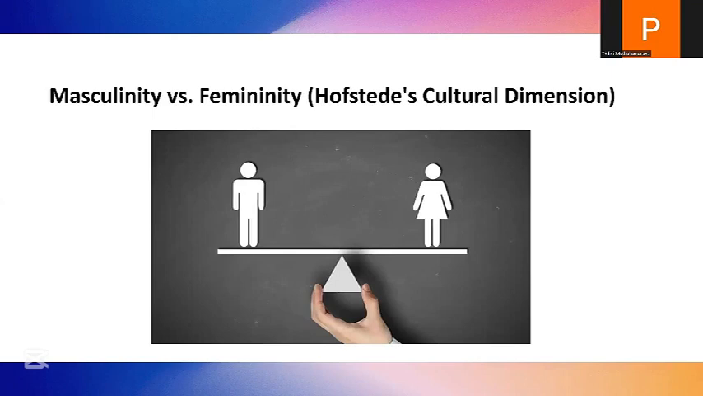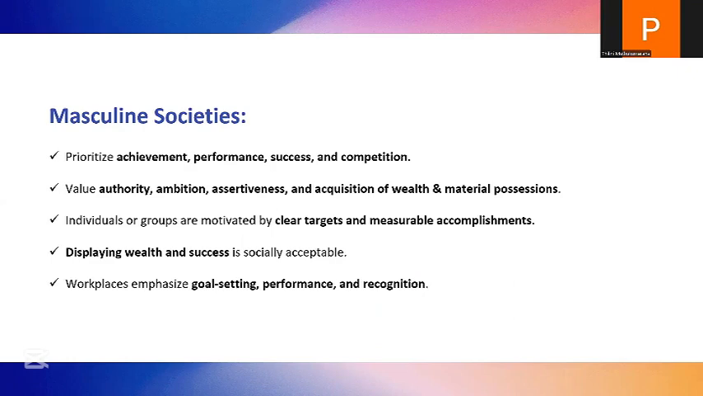Okay, next, masculinity and femininity. This is one of the most important cultural dimensions studied, where we talk about femininity and what women can do, and we talk about the male role. Based on that, cultures can be divided. So we consider masculine societies, which have these key features.